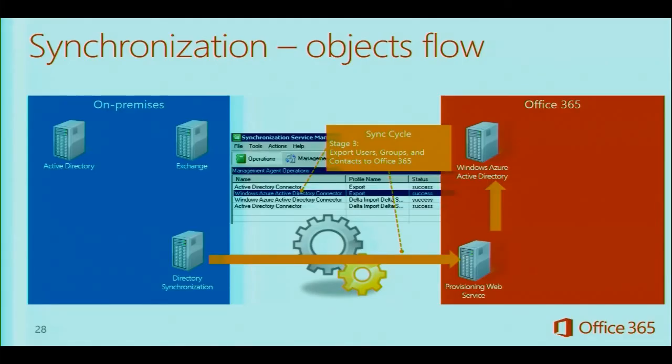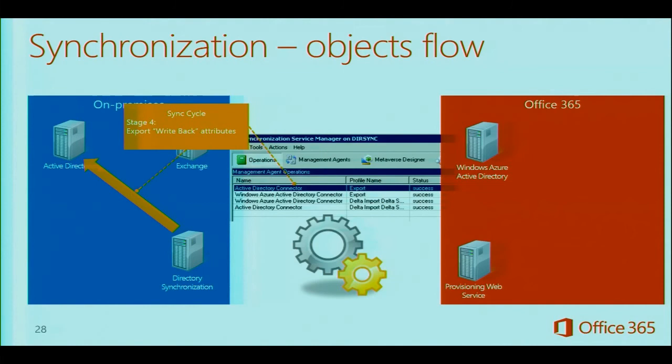All right, the third step is exporting those users, groups, and contacts from your DirSync server to the Windows Azure Active Directory server. And then finally, as I mentioned before, if you are in an Exchange hybrid mode, there is that fourth step where we write back some attributes from Office 365 back into your on-premises organization. This will only happen if you're in a hybrid configuration. If you're not in a hybrid configuration, that stage 4 sync cycle will be skipped.